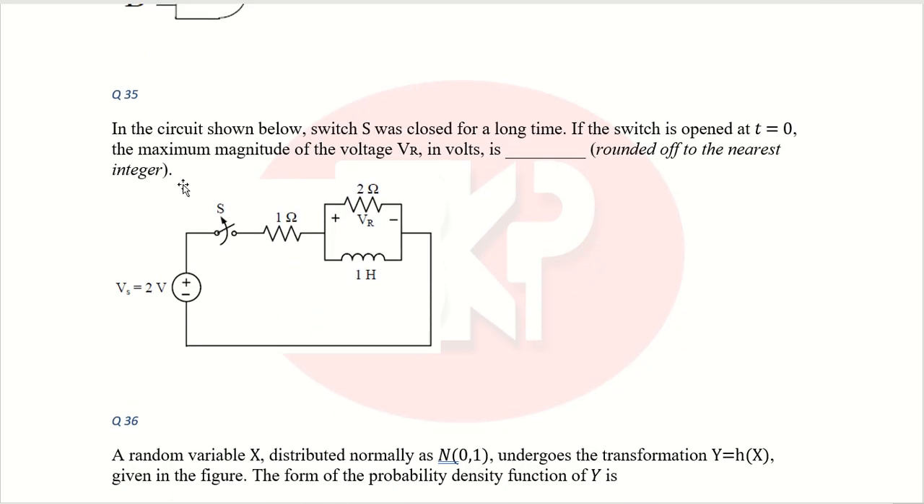35. 35 is a very simple question where you have to utilize first order circuits kind of concepts. So in this, the answer that will come up is 4.